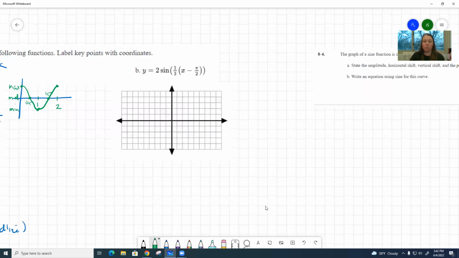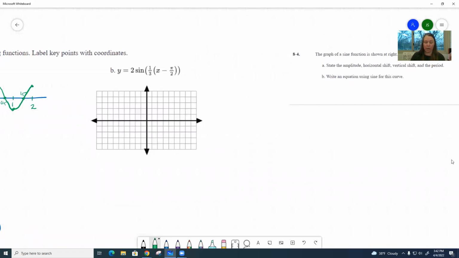All right, so let's take a look at this one. If you're doing this at home, you might want to try it on your own first, and then if you're stuck, see what the answer is. Okay, my amplitude is from my A value, that's 2. All right, my period is 2 pi divided by my B value, which is 1/3. So 2 pi divided by 1/3 is the same as 2 pi times 3/1, which is 6 pi, so a period of 6 pi. And my H is pi over 2, so I have a horizontal shift of pi over 2. There's nothing being added on the end, so I have no K value.